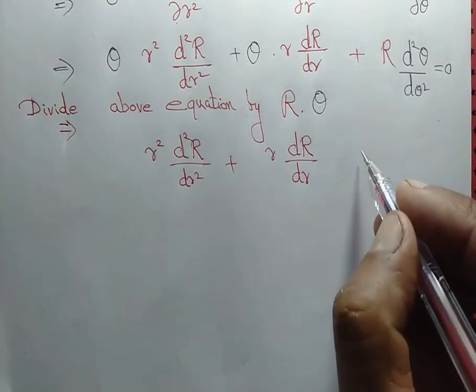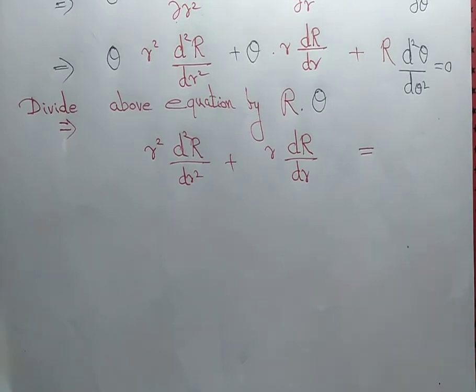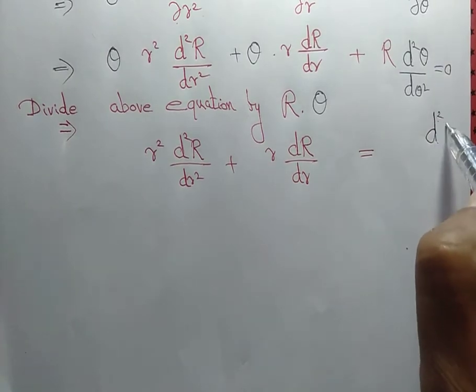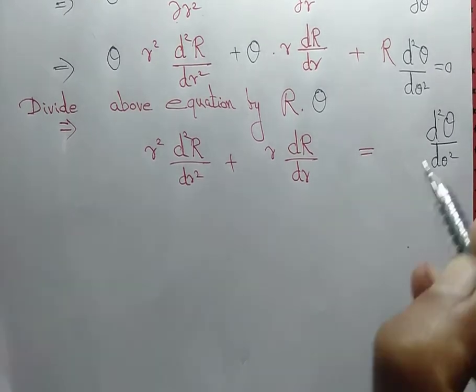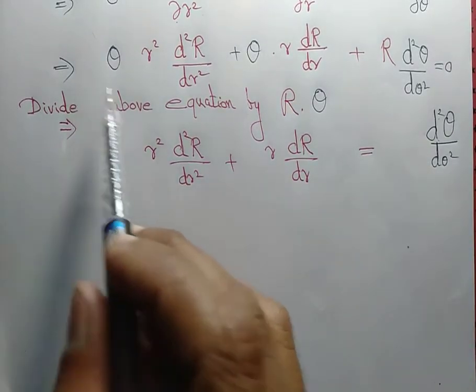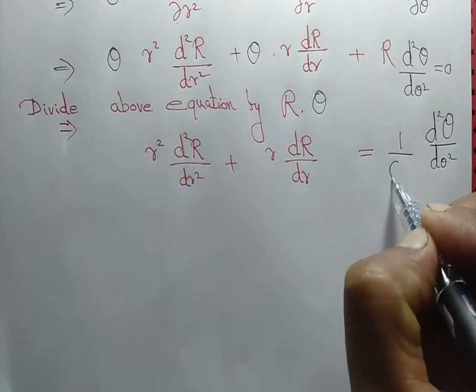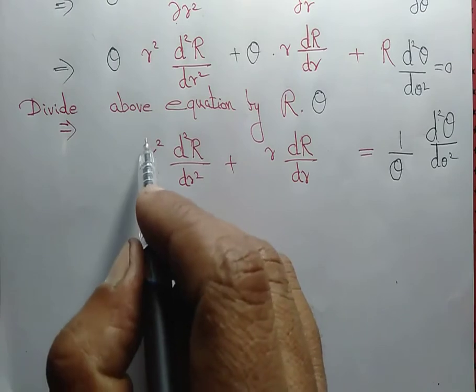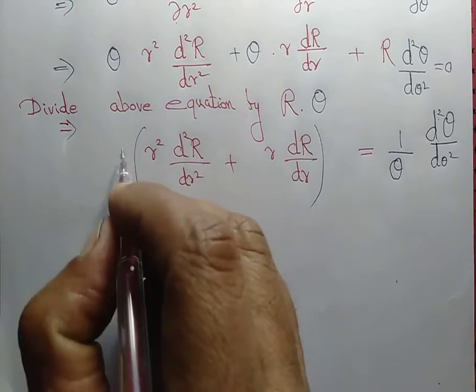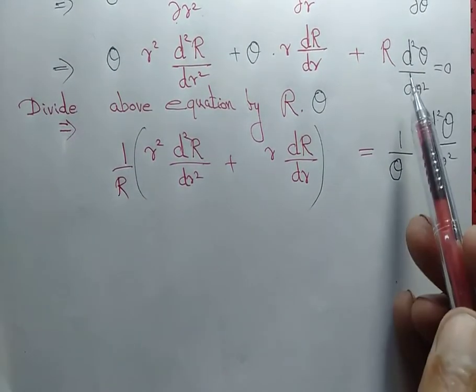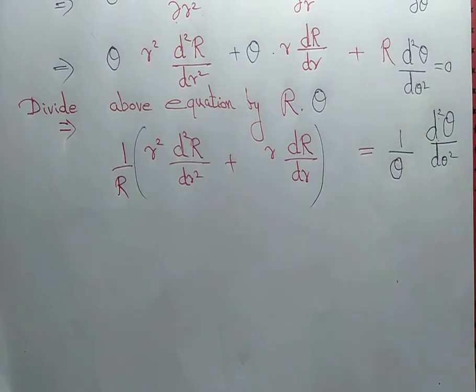Let's put it on the other side, and so we are dividing by theta, double derivative of capital theta with respect to smaller theta, and then you are dividing by capital theta, so we have 1 by capital theta here. You are dividing by r, so you have 1 by r here. You are taking this quantity to the right hand side, so side change, you have to change the sign. Let's change the sign.